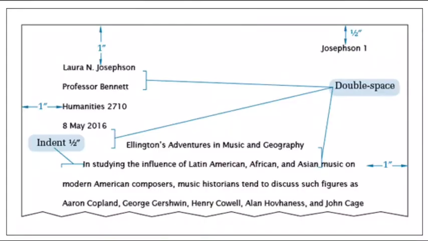All right, so here's an example of what the first page of an MLA formatted paper should look like. Again, you've got your name and the page number in the header. You have your name block. So down there you'll have, in this case, Laura Josephson, like that, and then professor, whatever.